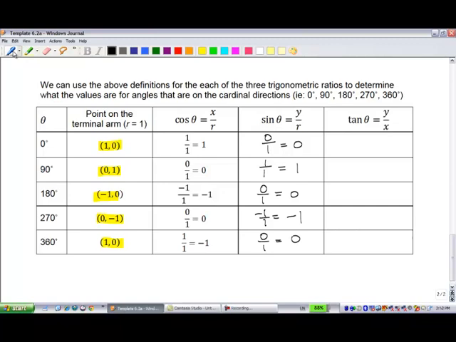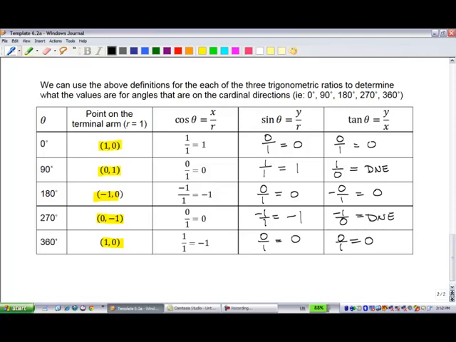So tan is a little bit funny. Tan, let's go opposite over adjacent, y over x. So 0 over 1, well, that's easy, that's 0. This would be 1 divided by 0, which does not exist. We don't know how to divide 1 by 0. Weird things happen. 0 over negative 1, that's 0. Negative 1 over 0, that does not exist, and 360 should be back to the very same as 0 degrees.